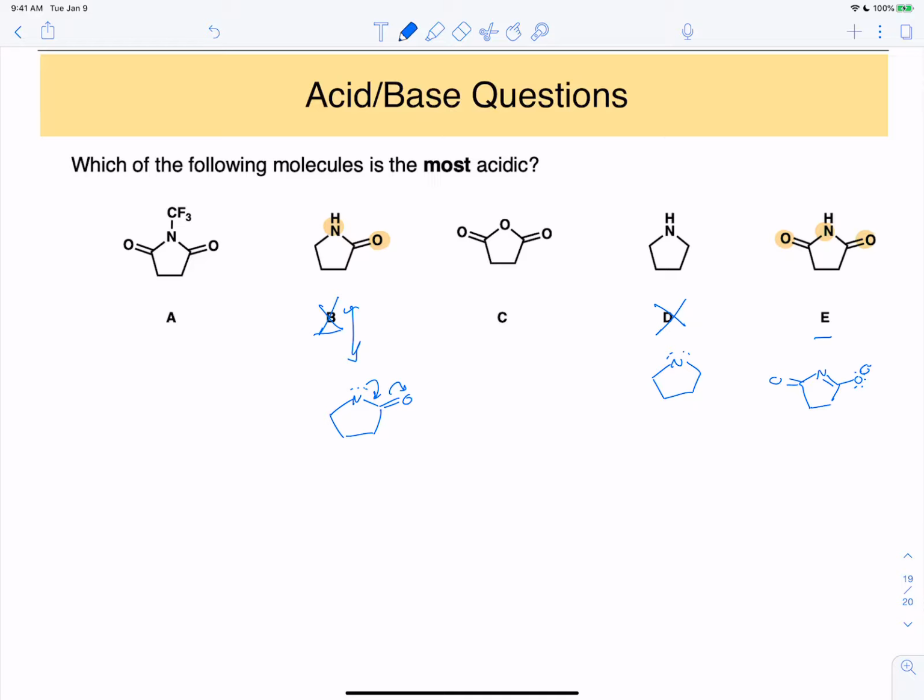And once you get to something like A and C, now we have a slightly different scenario because we don't have any acidic hydrogens on the central atoms as we did before. So even though we have 2 carbonyls and the CF3 looks very electron-withdrawing, the most acidic hydrogen will actually be over here next to the carbonyl.